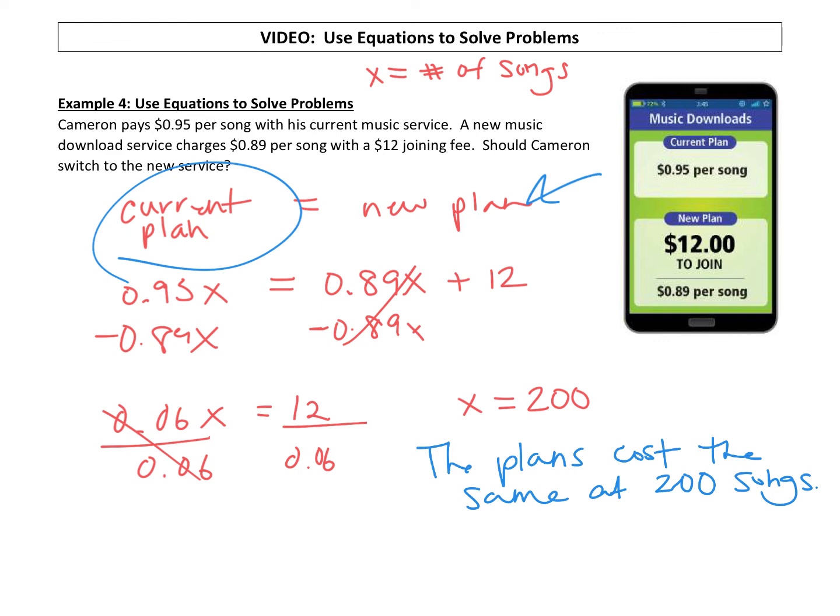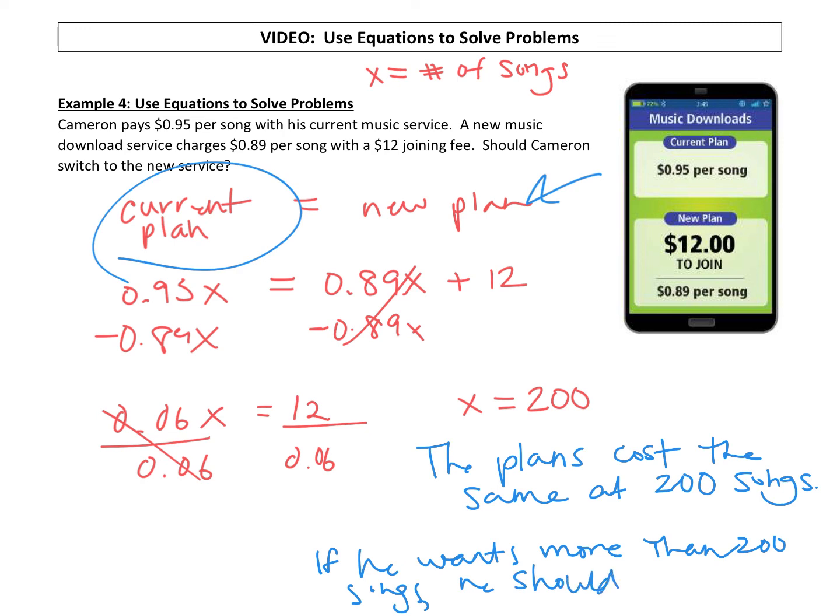So should he switch to the new service? It depends on how many songs he wants. If he wants more than 200 songs, he should switch. Here's my hard to write on an iPad writing, so sorry about that. All right, there you go. Cameron knows what to do. Does he listen to a lot of music or not a lot of music? That will tell him what plan to go with.